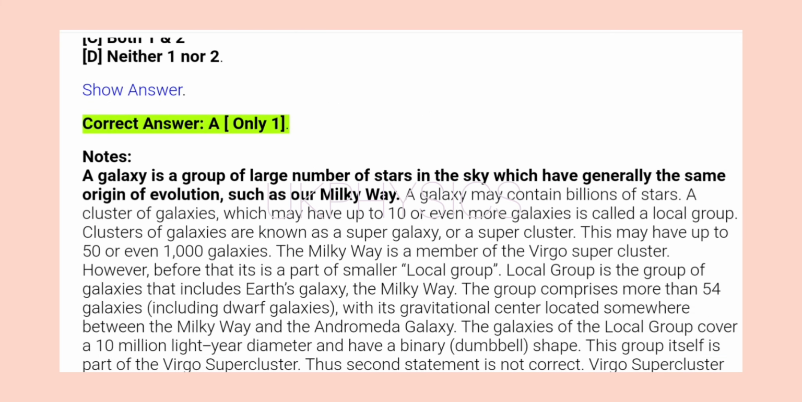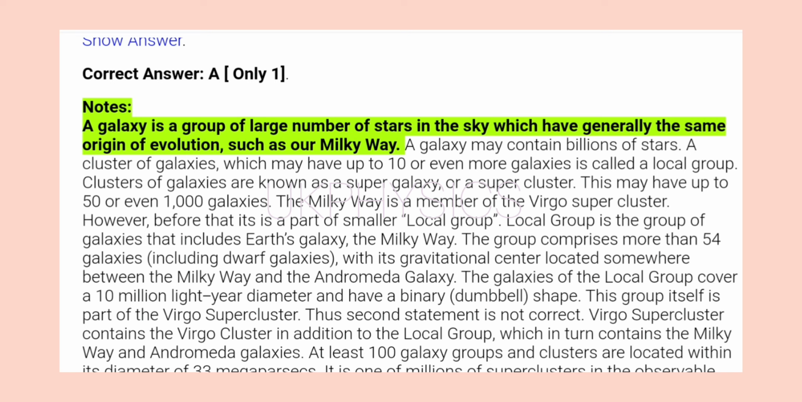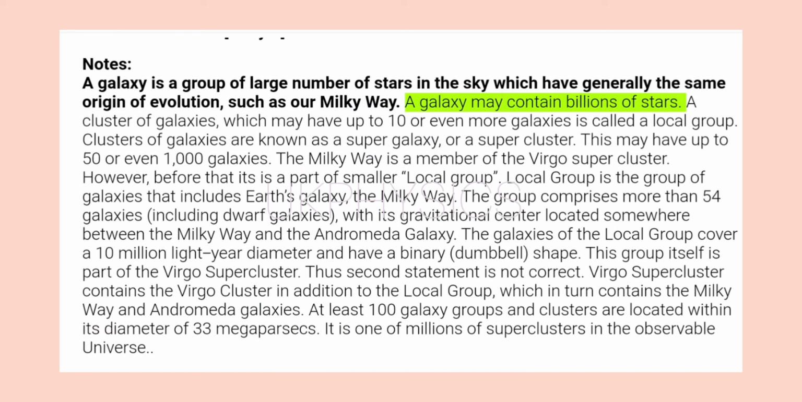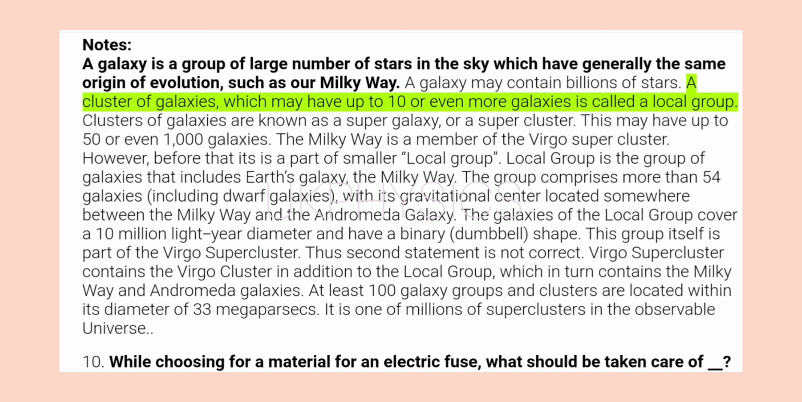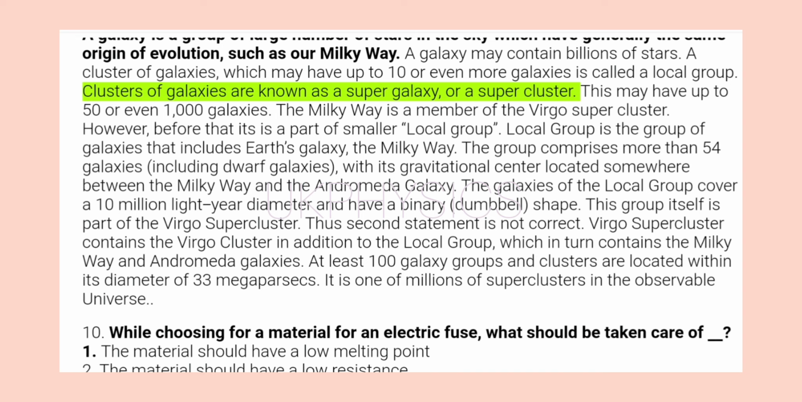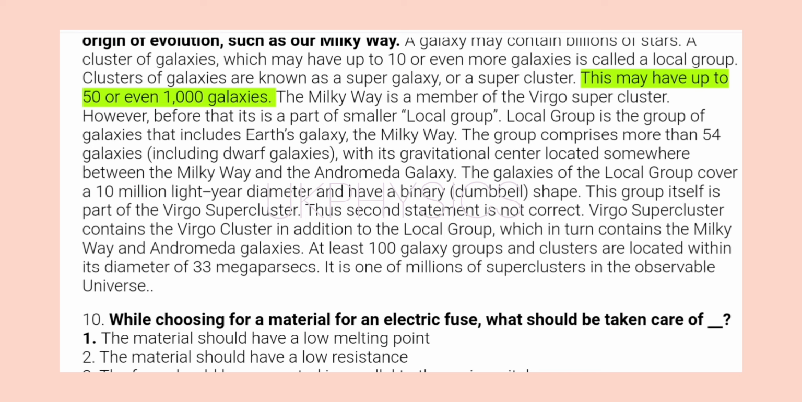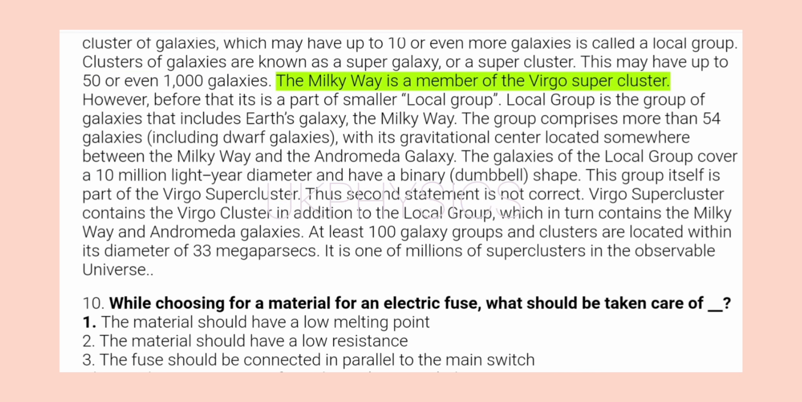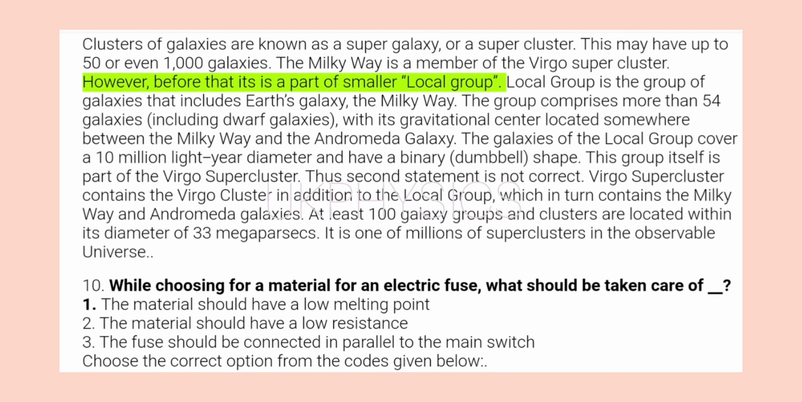Notes: a galaxy is a group of a large number of stars in the sky which have generally the same origin of evolution, such as our Milky Way. A galaxy may contain billions of stars. A cluster of galaxies, which may have up to 10 or even more galaxies, is called a local group. Clusters of galaxies are known as a supergalaxy or a supercluster. This may have up to 50 or even 1000 galaxies. The Milky Way is a member of the Virgo supercluster. However, before that it is a part of a smaller local group.